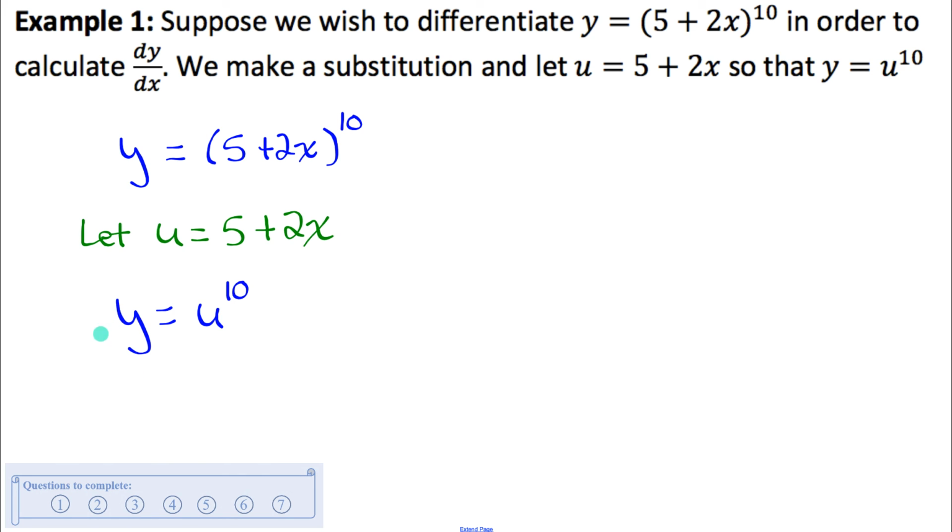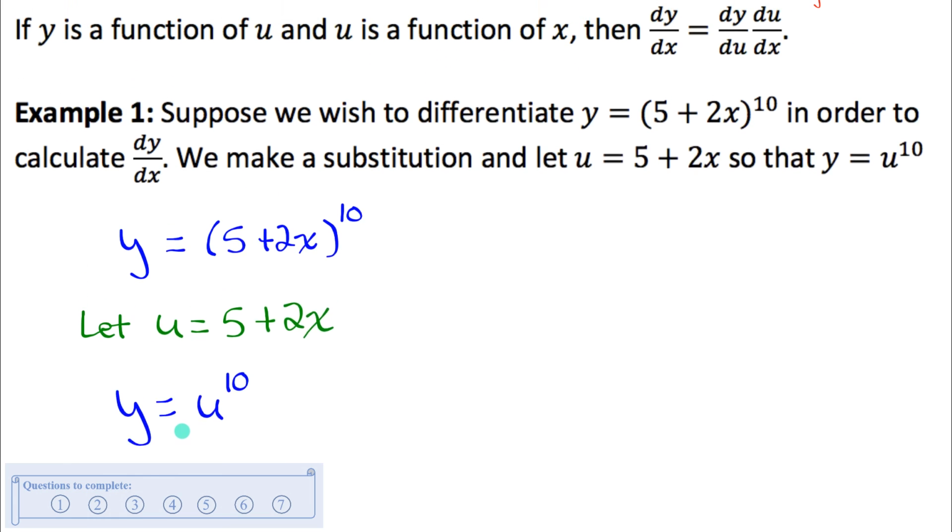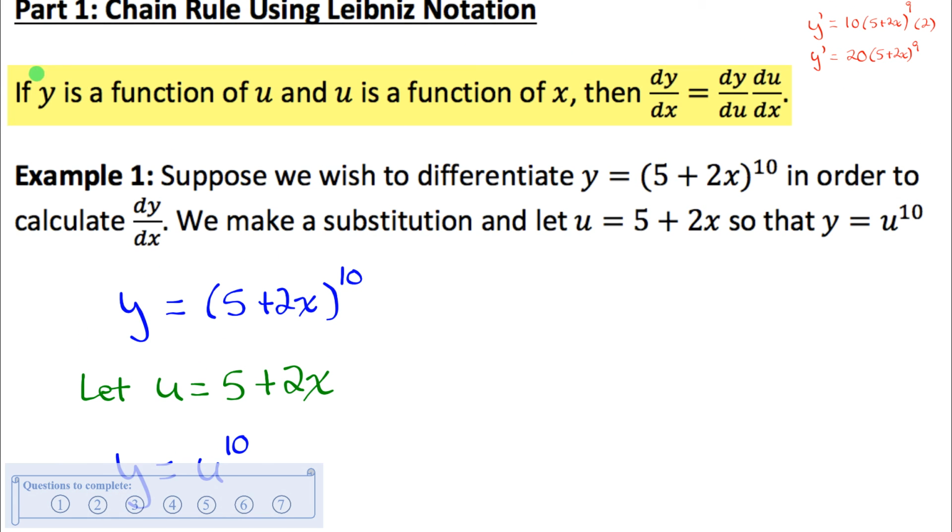And now we're going to differentiate this function with respect to x. So we still want to calculate dy over dx, which is a little bit of a problem because we now have a function of u. So how do we differentiate a function of u with respect to x? And that's what this top line up here is showing you. If y is a function of u and u is a function of x, we can still get the derivative of y with respect to x if we do it in two parts. We first differentiate y with respect to u and then multiply that by the derivative of u with respect to x. And then see how those cancel out, and what we end up with is dy over dx.